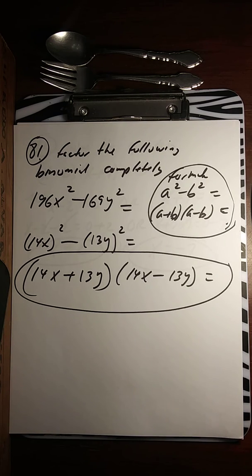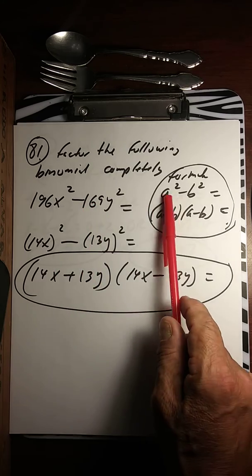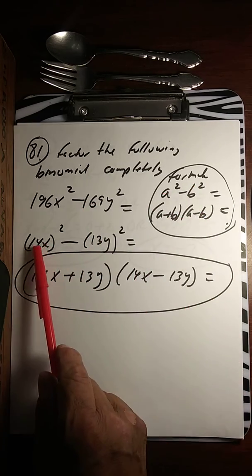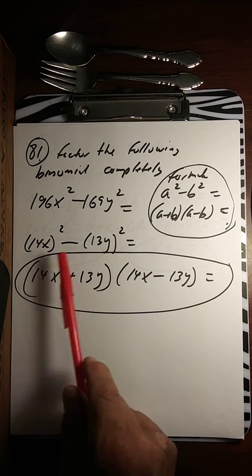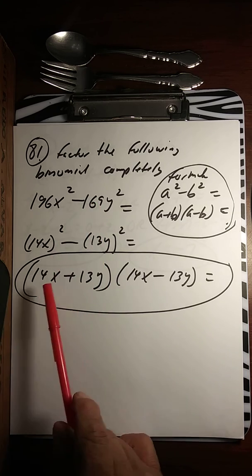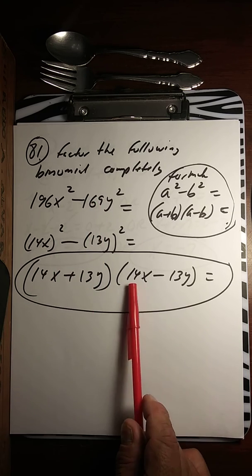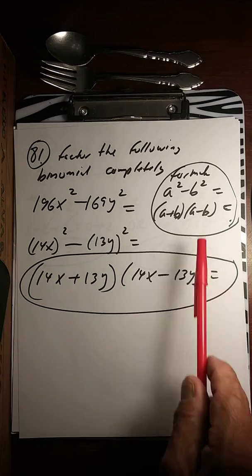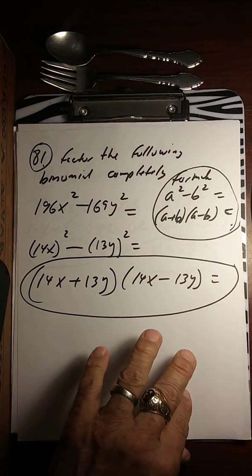Factor the following polynomial. So difference of squares, a squared minus b squared is a plus b, a minus b. 14x squared minus 13y squared: 14x is this, 13y is that. So that's 14x plus 13y, 14x minus 13y. This is the answer for that one, using the difference of squares.